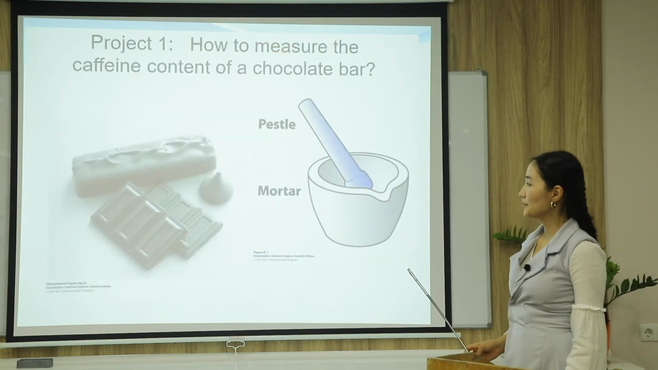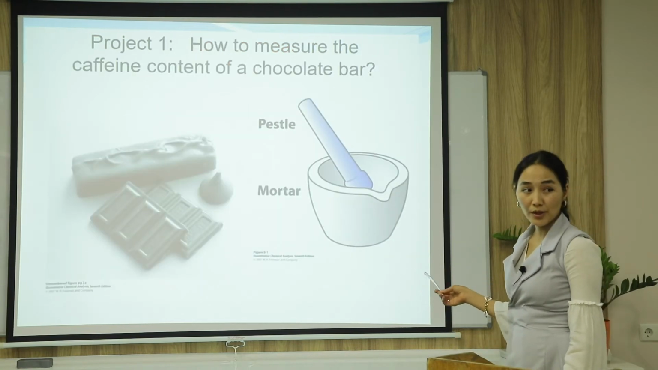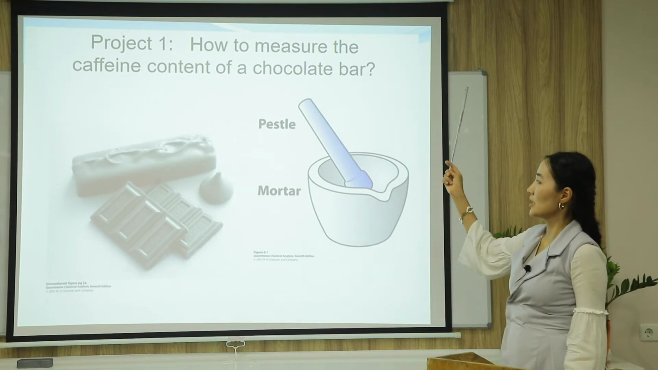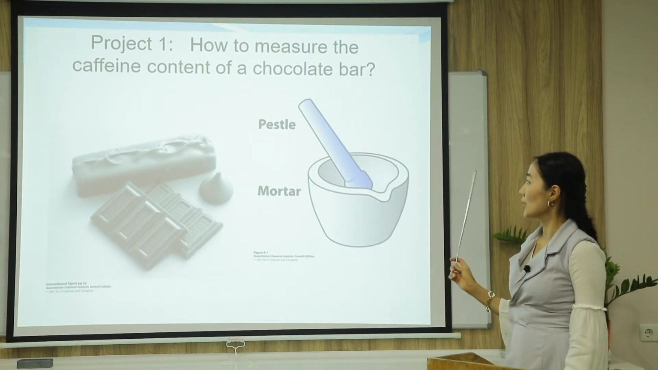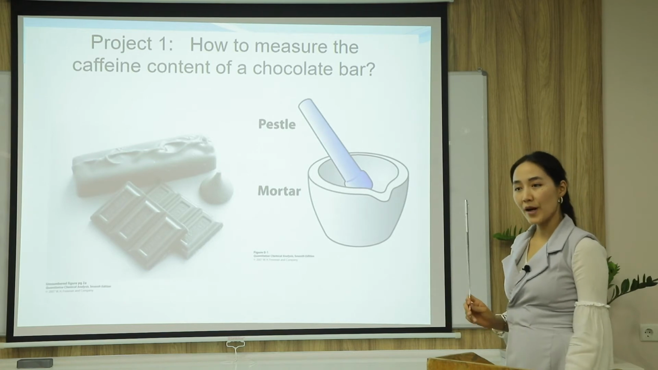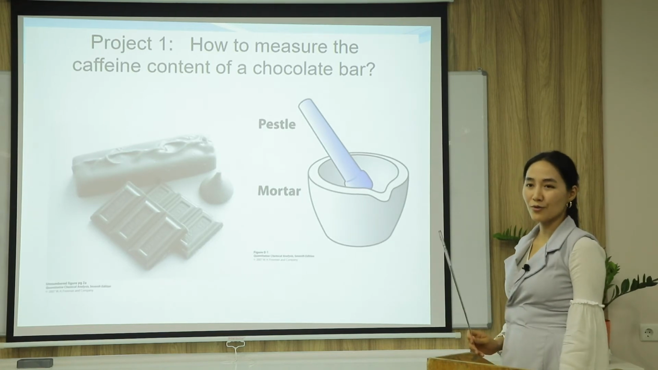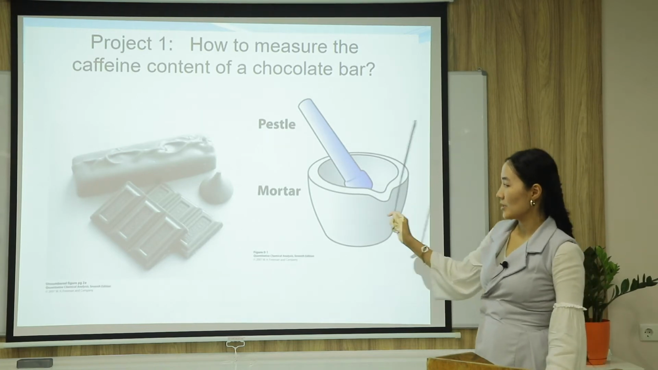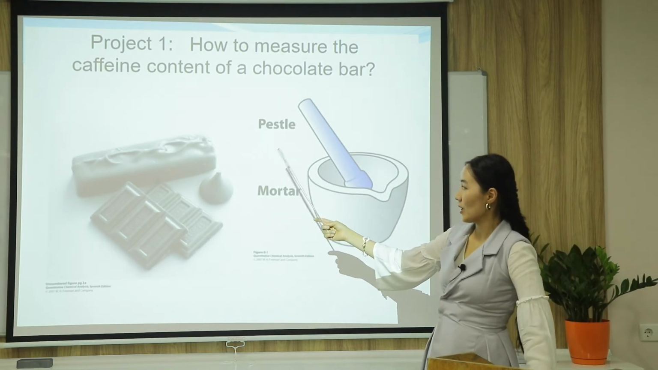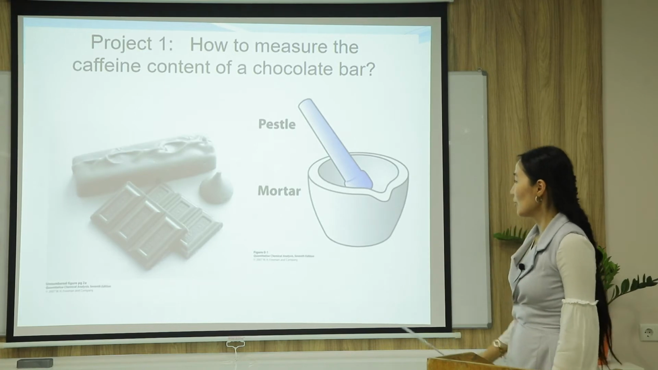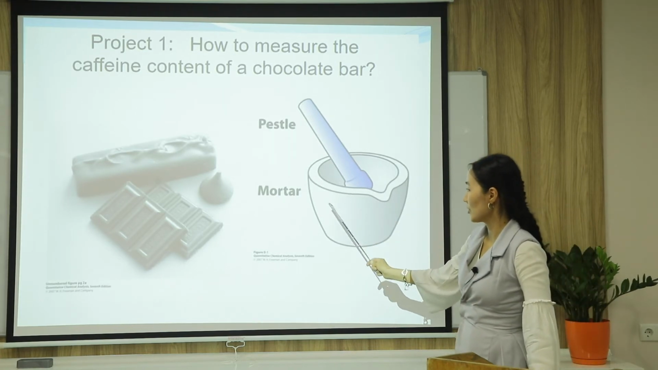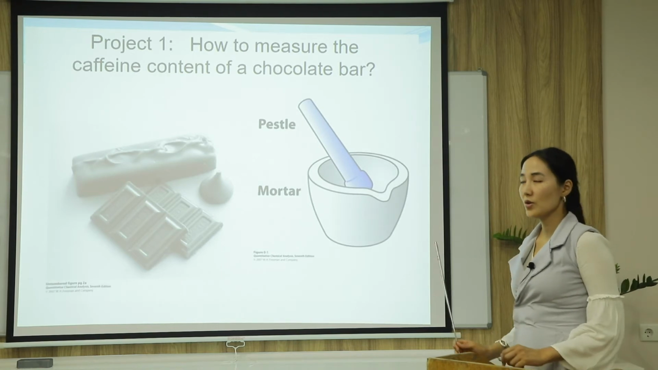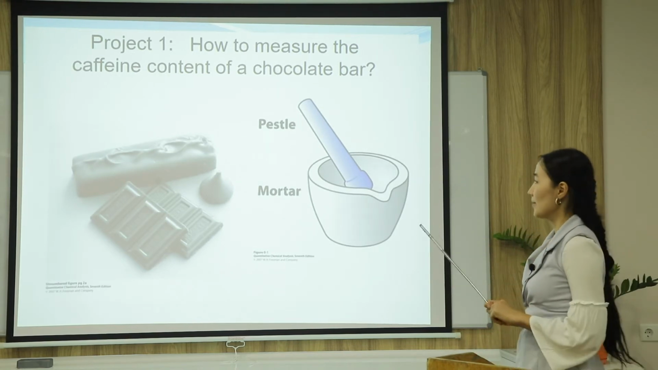Please, next one. Now we are going to talk about project 1, how to measure the caffeine content of a chocolate bar. I hope that most of you students like chocolate bars, me too. This one is dark chocolate, another one is milk chocolate. We need a pestle and a mortar, because when we are working with chocolate, we have to grind it very well. Please, next.